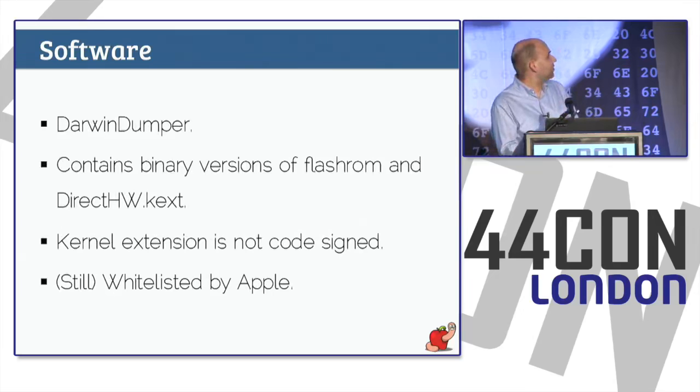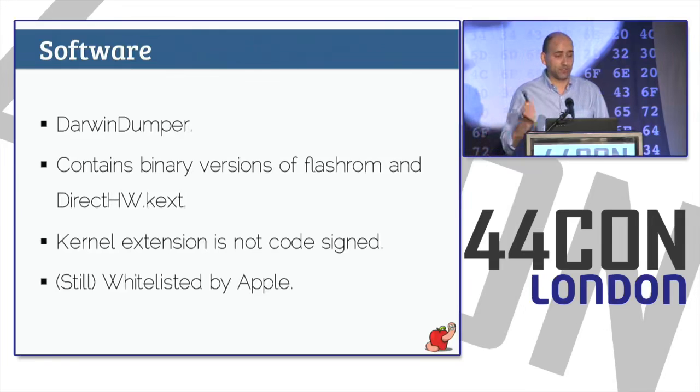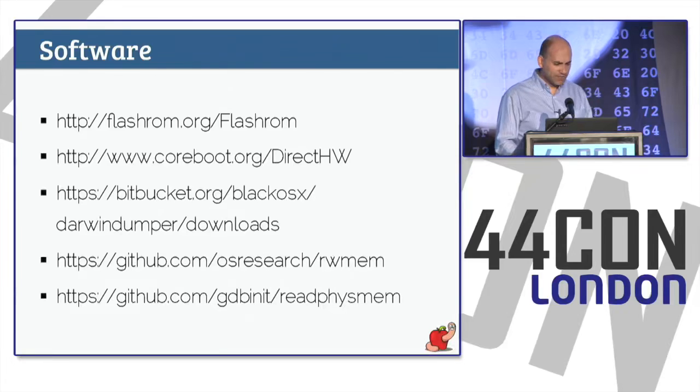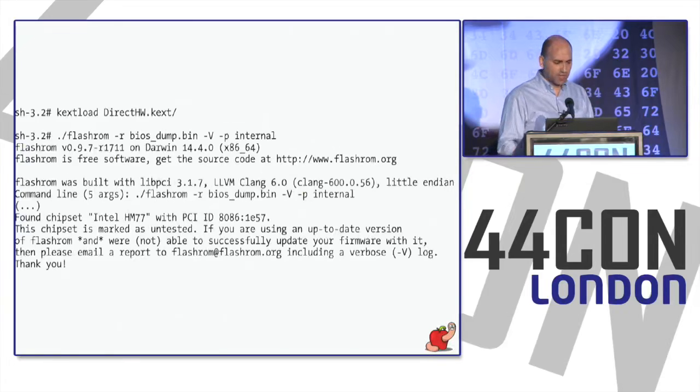You can find both FlashROM and the DirectHW kernel extension on this package, Darwin Dumper, if you don't want to compile. This version is a kernel extension if you are worried, okay, this might contain some rootkit or something because you don't know this code. The code is not code signed, but Apple trusts this. There's a whitelist by Apple of kernel extensions that they say they trust. So Apple says this one is okay. It's just a matter of trusting Apple or not. These are the links where you can find this stuff.